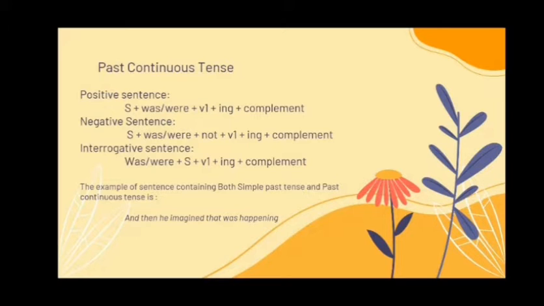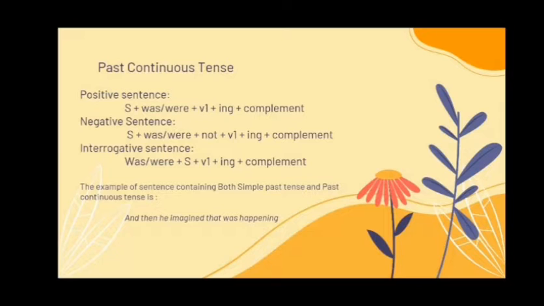The example of a sentence containing both simple past tense and past continuous tense based on the text we chose is: and then he imagined that was happening. How do we know that this sentence contains both simple past tense and also past continuous tense? Again, we have to find the keywords. We have two keywords here. So what are they? The first one is imagined.